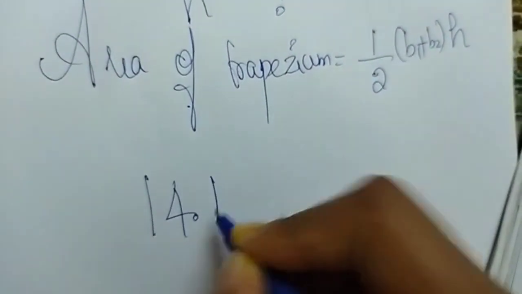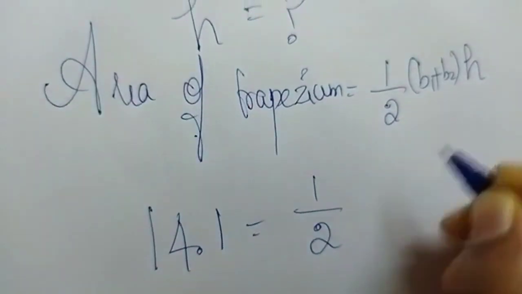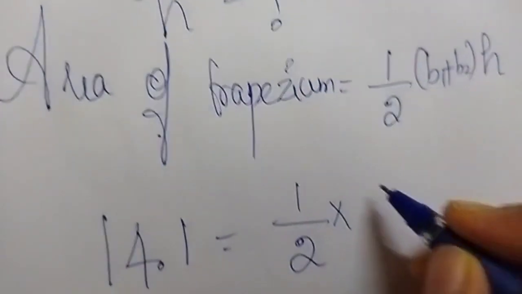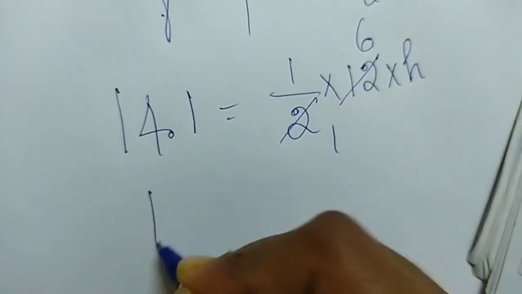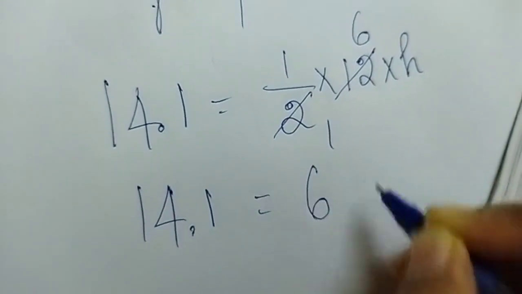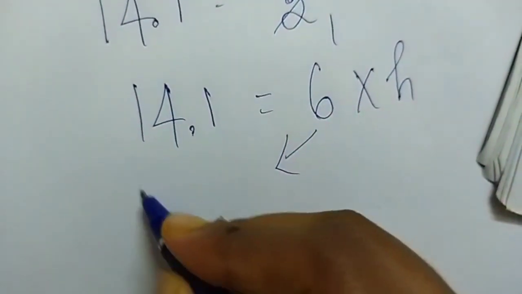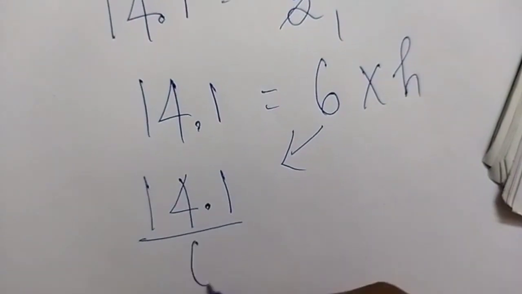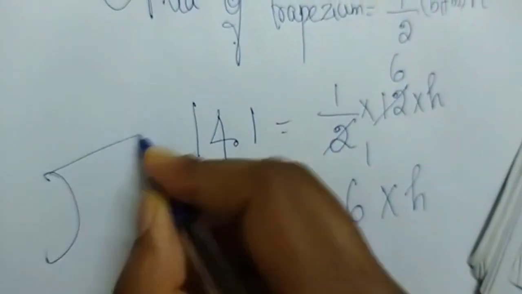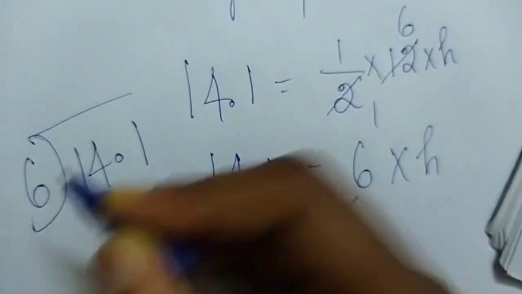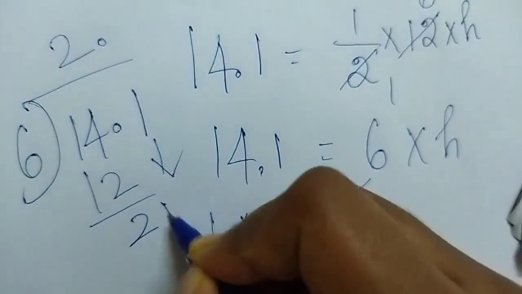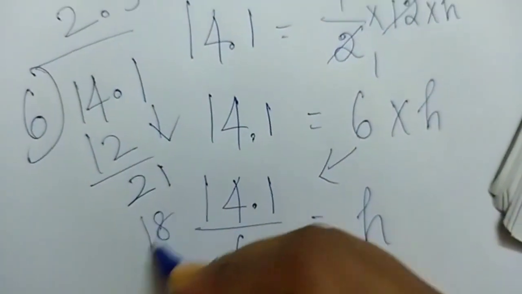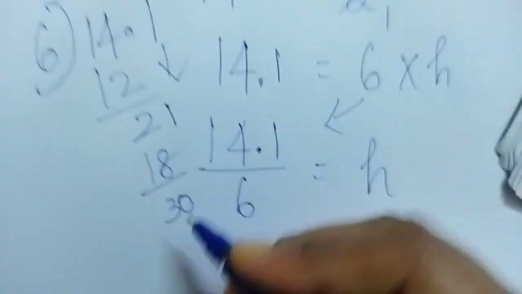So area of trapezium is 14.1. Half into (B1 plus B2), B1 plus B2 is 12, into H. Half of 12 is 6. So 14.1 is equal to 6 into H. 6 coming this side, 14.1 by 6 is equal to H. We can divide here. 14.1 divided by 6. 2 times we get 12, balance 2, decimal point, 1. 3 times we get 18, balance 3, 0, 5 times 30.